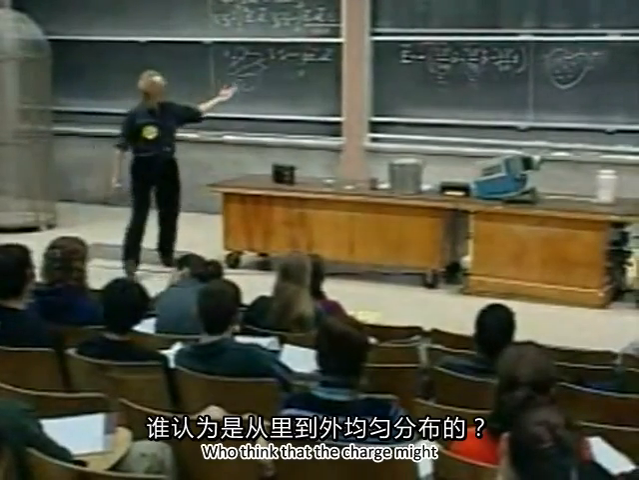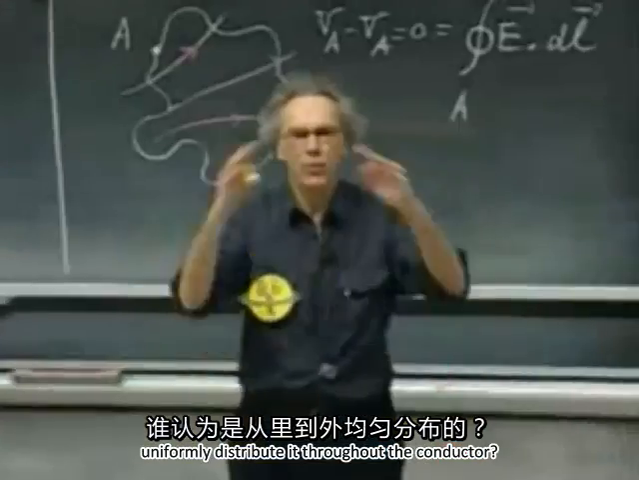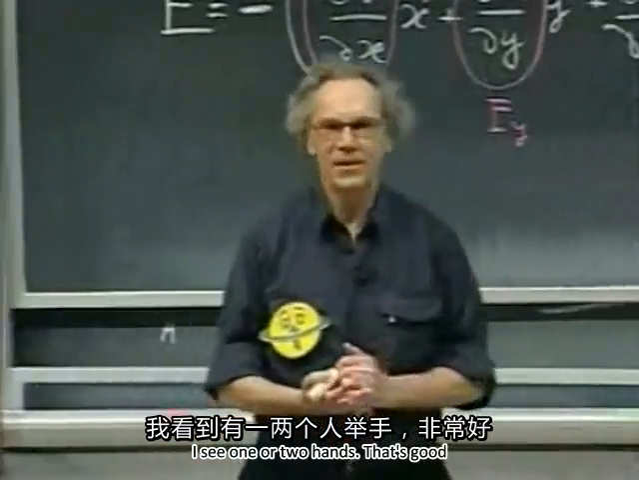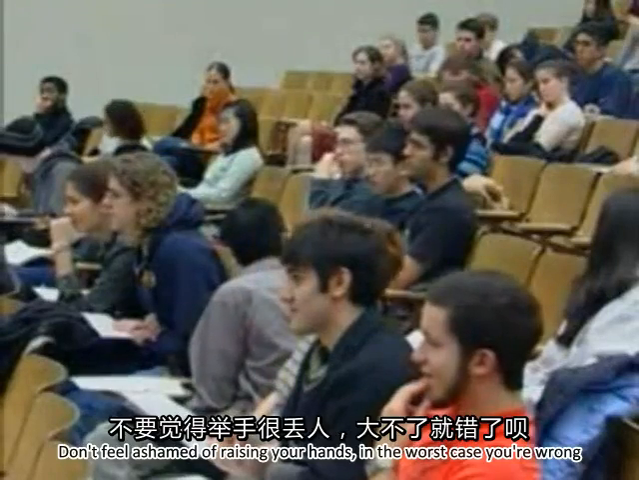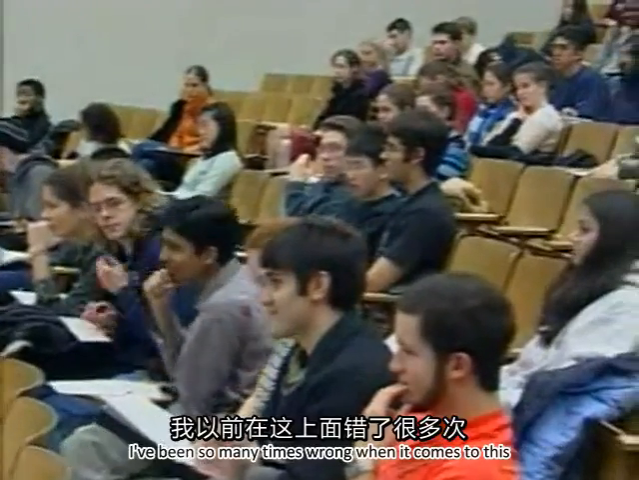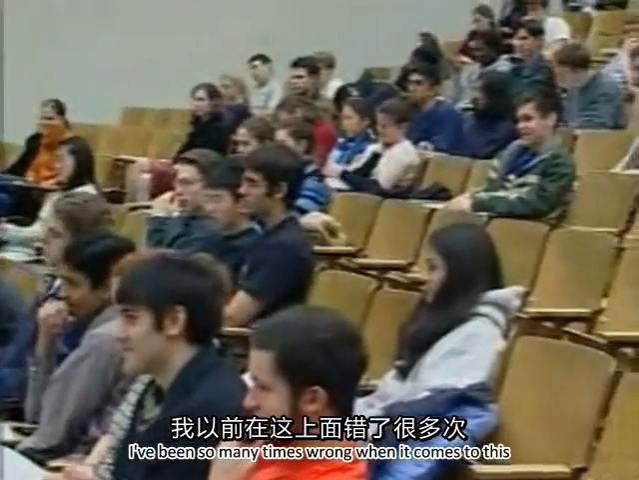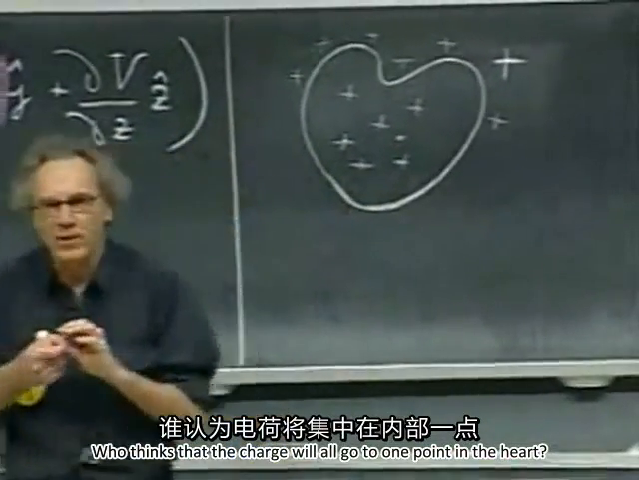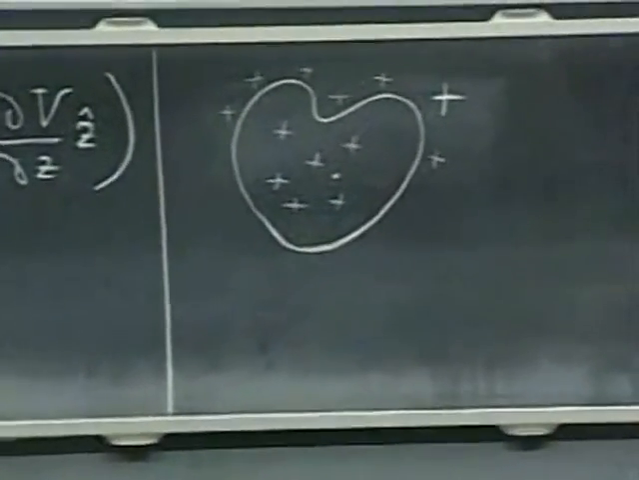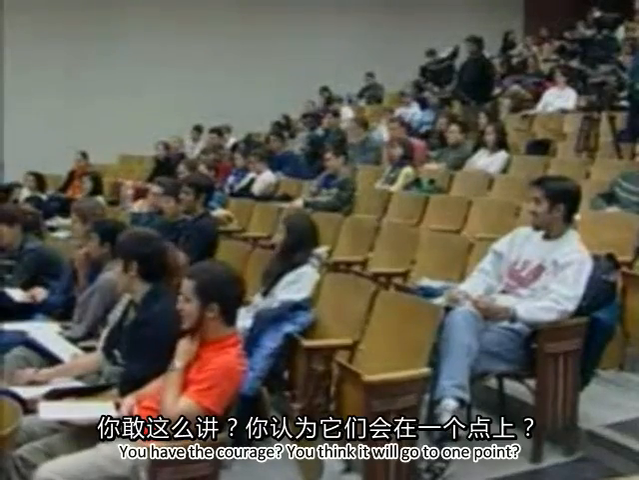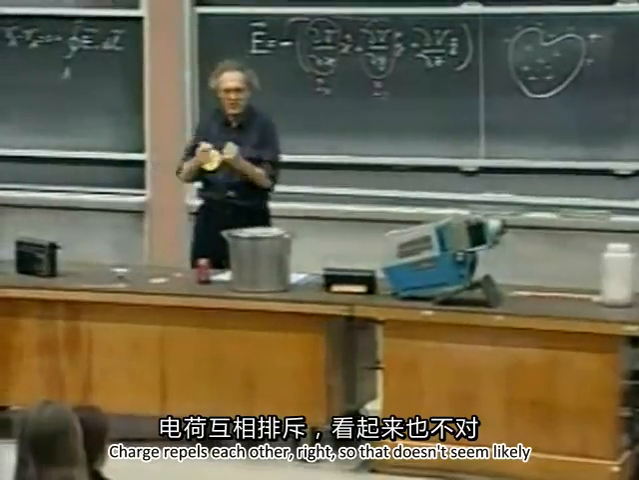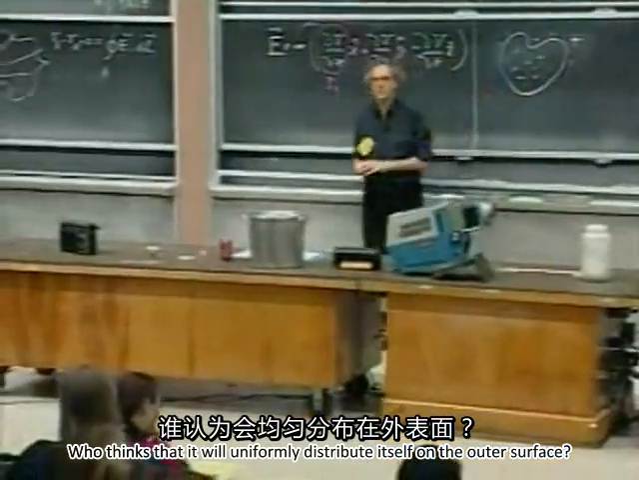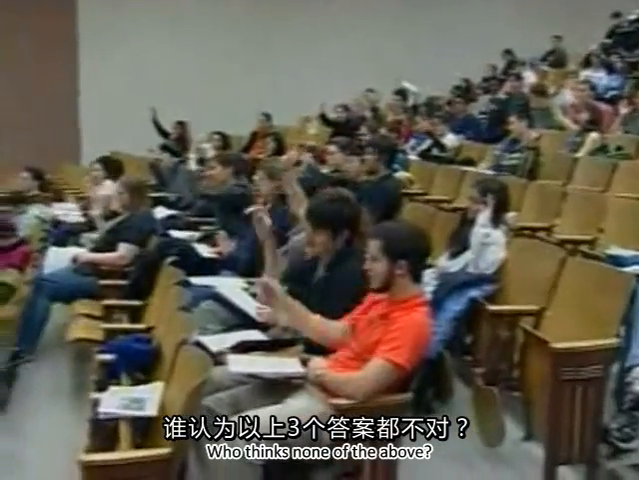Who would think that the charge might uniformly distribute throughout the conductor? I see 1 or 2 hands. That's good. Don't feel ashamed of raising your hands. In the worst case, you're wrong. I've been so many times wrong when it comes to this. Don't feel bad about that. Who thinks that the charge will all go to one point in the heart? You have the courage? You think it will go to one point? Charge repels each other, right? So that doesn't seem likely. Who thinks that it will uniformly distribute itself on the outer surface? Who thinks none of the above?